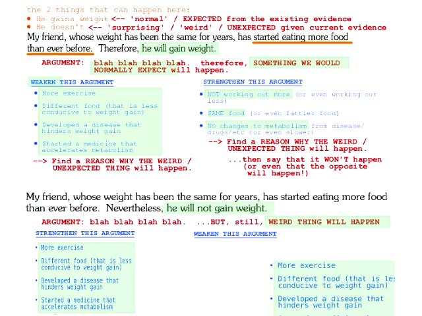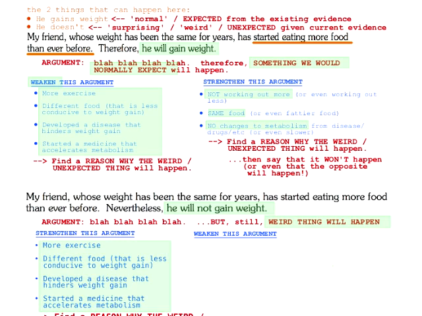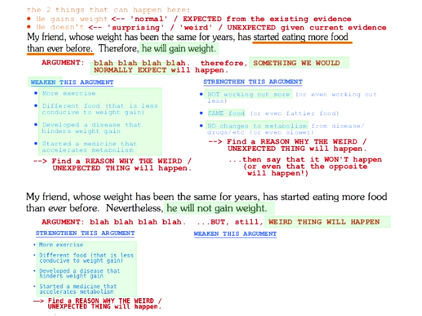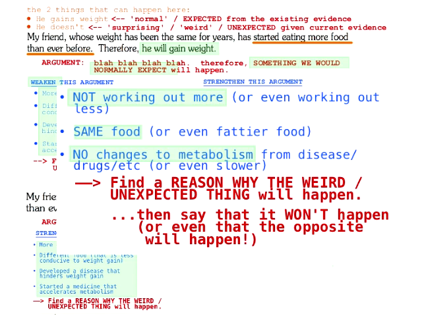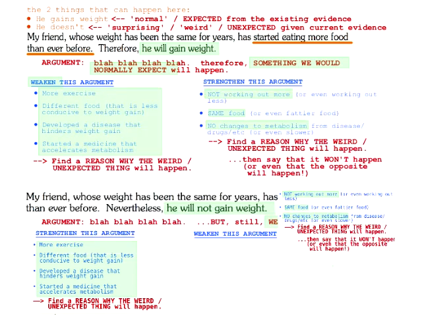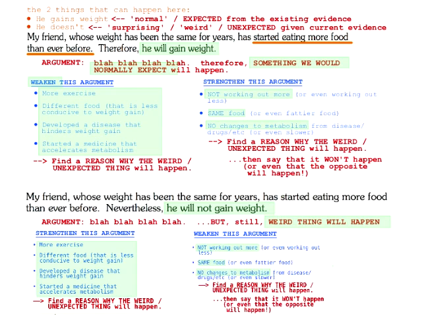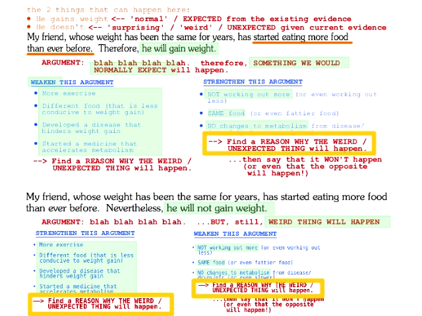What might be ironic about this is that it doesn't even matter whether your job is to strengthen or weaken. You need to think about that at the end to make sure that you're not going the wrong way. But regardless of which job is your job, notice that in all four of these cases, you are doing exactly the same job, which I'm going to highlight in yellow. You are always finding reasons why the weird or other unexpected side will occur.